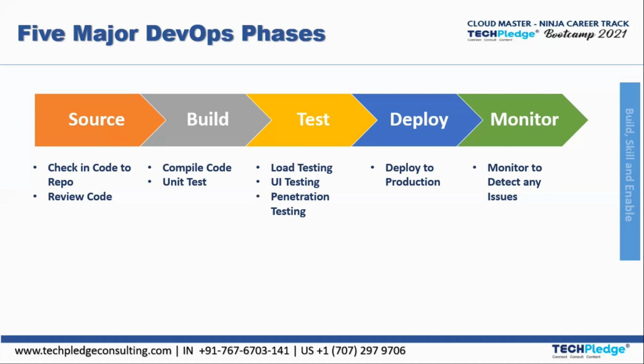Monitor is to detect any issues or bugs that are happening, and then we can revert it back to the developer so he can solve the issues. So this is how the continuous phases of DevOps go, from source, build, test, deploy, and monitor. Let us take a break over here with our first module, and we'll meet back.